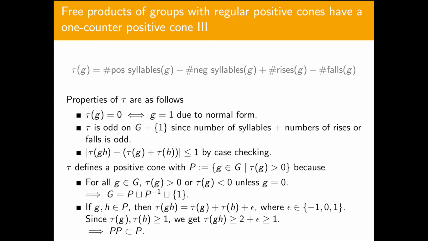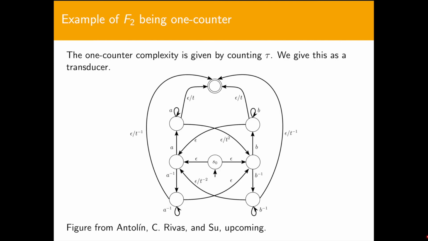So that gives us the subgroup closure property. The one counter complexity is given by counting tau. Then in our paper, we give this as a transducer. Here's a transducer which reads input words in F2 in the normal form, in the free product normal form. Some edges have an extra label given by \t or \t inverse.